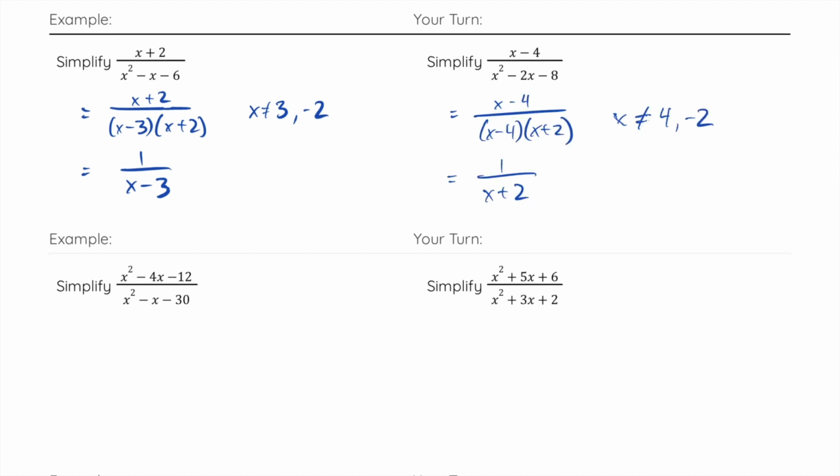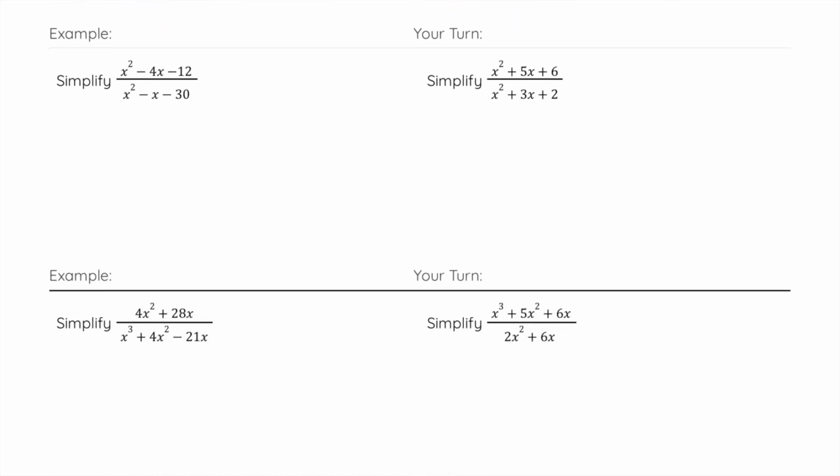And we see this one simplifies to 1 over x plus 2 as long as x is not 4 or -2. In this example here, we have two quadratic trinomials, so we're going to factor both. So we're looking for first a sum of -4 and a product of -12, and that's going to be x minus 6, x plus 2. And then we have -1 and -30, so that's going to be x minus 6 and x plus 5.